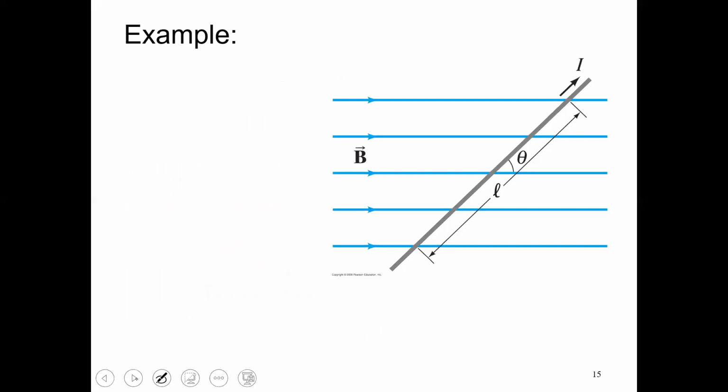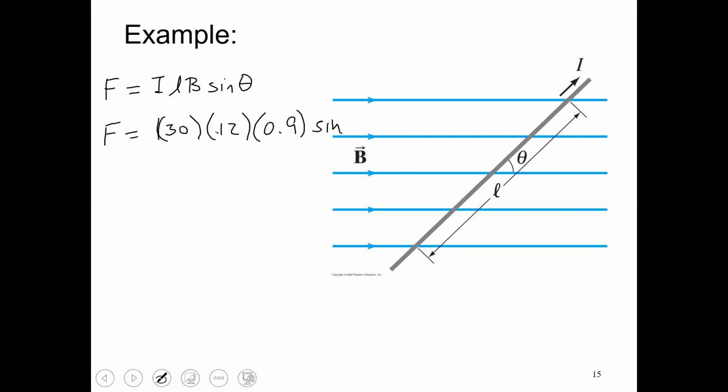What we are going to want to do to find the magnitude of the force is use our equation that we just talked about for magnitude. So that is I, L, B, and sine of the angle between our current element and our external magnetic field. So we are given all of the things there on the right-hand side of that equation. To find the magnitude of the force that this wire feels, we're going to have that 30 amps, that 12 centimeters that we converted to meters, 0.12, and we have that 0.9 teslas, which is our SI unit, and then sine of 60 degrees.